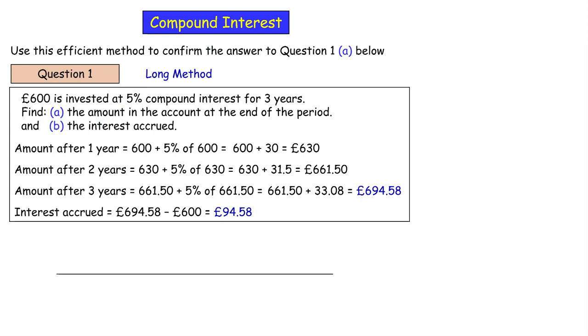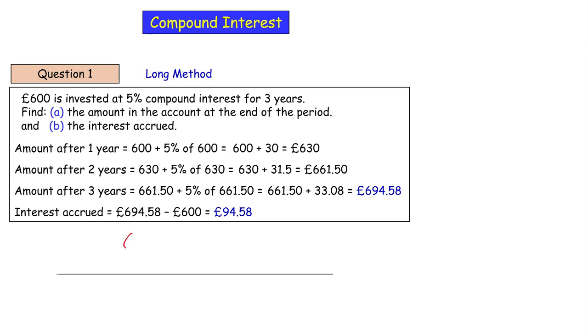This is the example you worked through. This time I've got £600 invested at 5% for 3 years. So instead of using the long method, we're going to use that short method. So we've got our £600. I'm going to multiply it by the multiplier. Now it's 5%, so that's 100%, which we start with, plus that 5% gives us 105%. As a decimal, that's 1.05, so we multiply it by 1.05. But that's over 3 years, so we need to multiply by 1.05 3 times, so we put a 3 there.